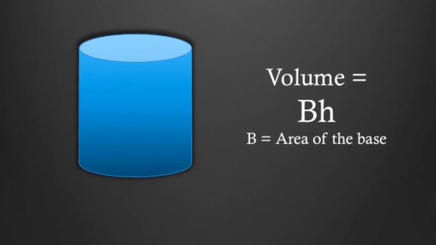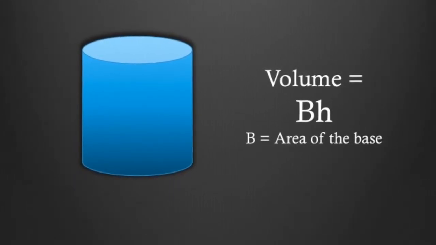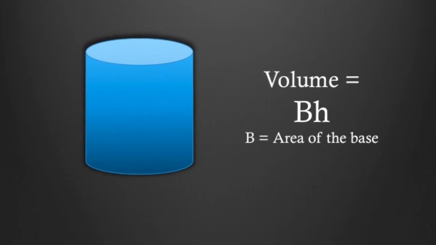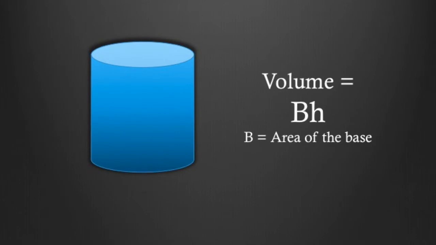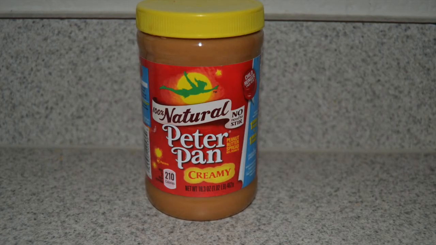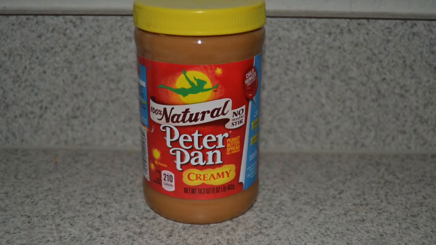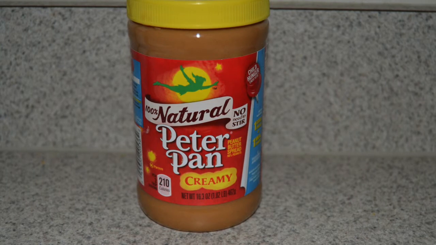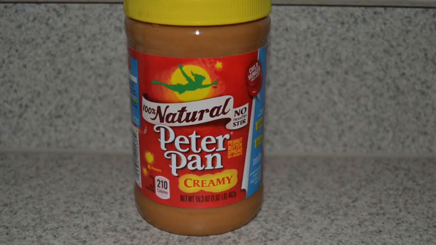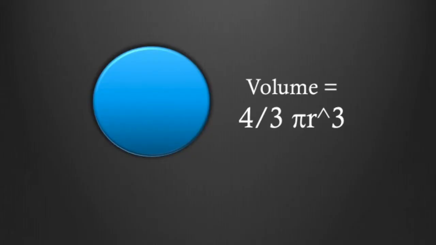Notice that the capital B stands for the area of the base, and in a cylinder, that base is a circle, so we would use our pi r squared to find the area of our base, then multiply it times the height. How much peanut butter can fit in this jar? We would use volume to find the answer to that question. Notice we're no longer talking about the outsides of the jar, we're talking about what can fit inside.